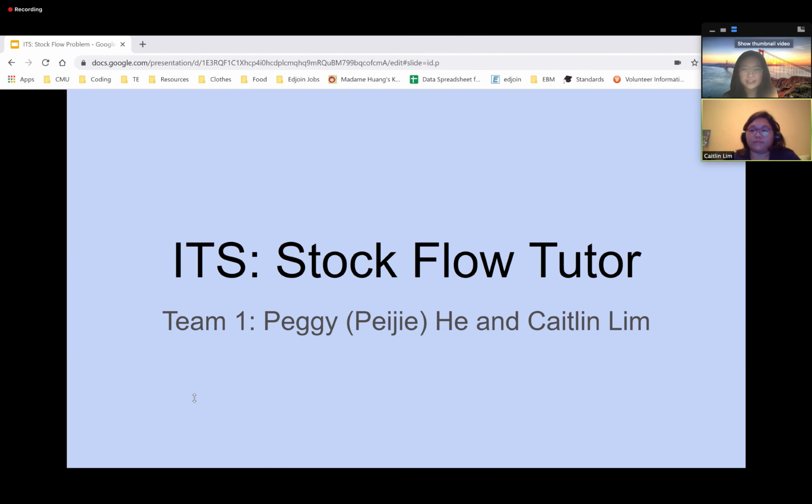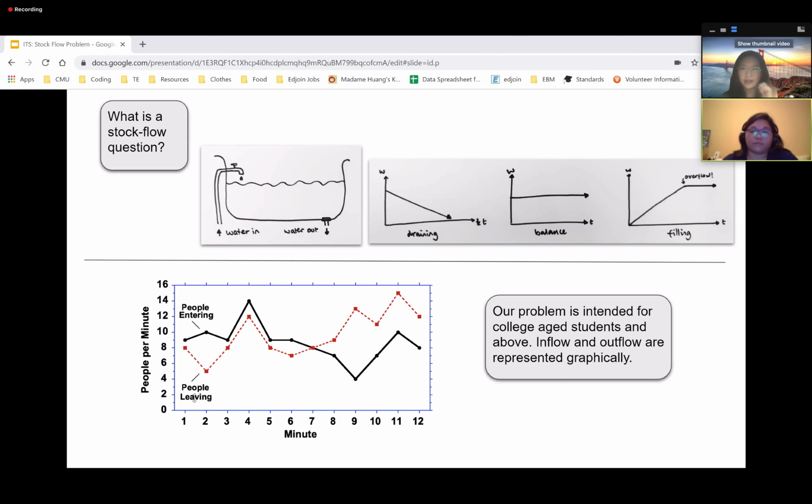We are from the ITS track, and our tutor is called the Stockflow tutor. Our tutor aims to help people solve the stock flow question. So what is a stock flow question?